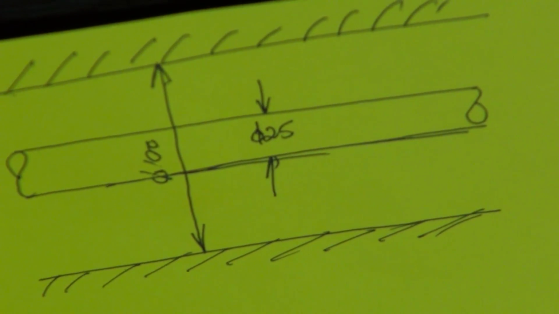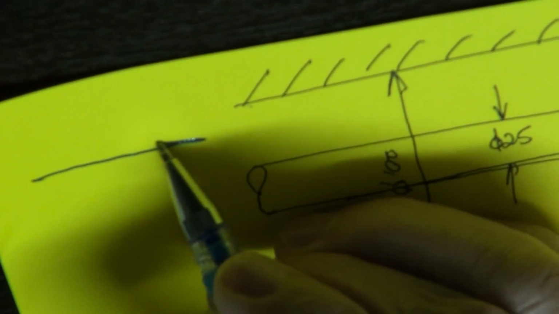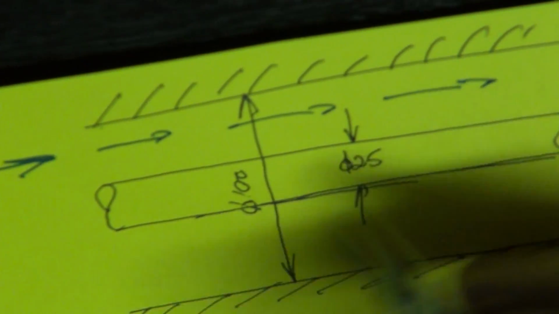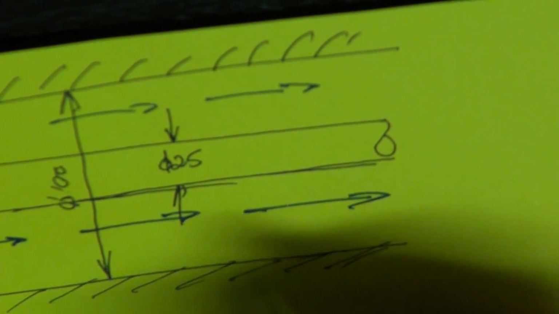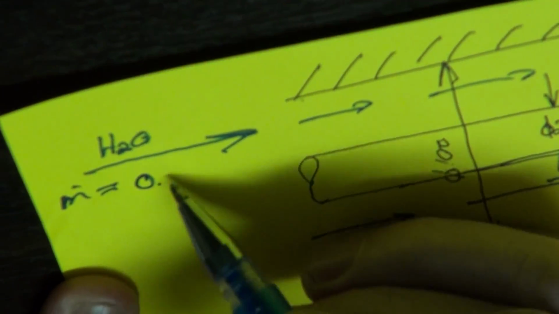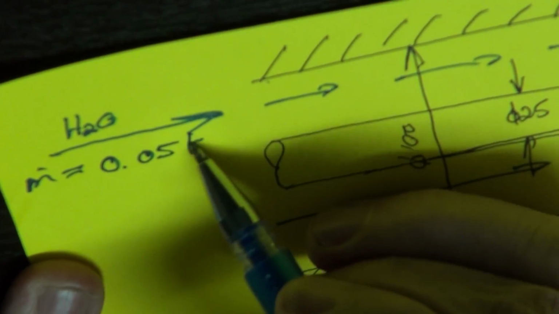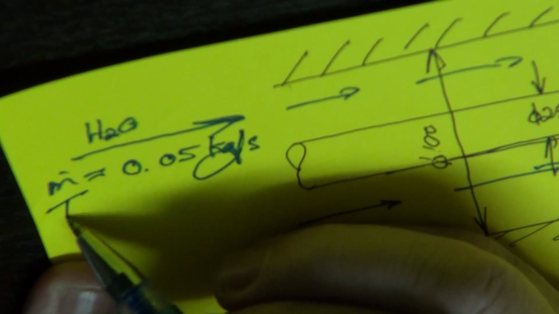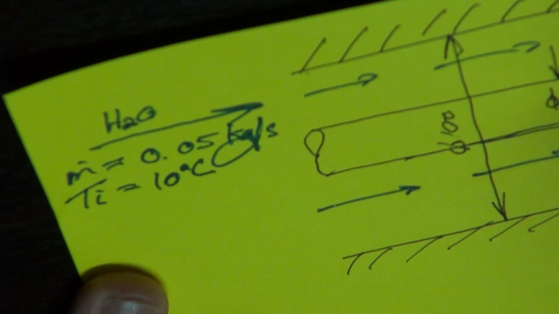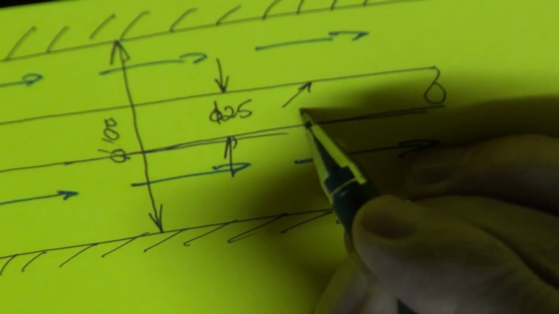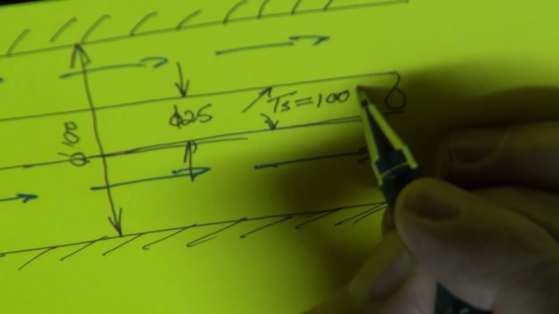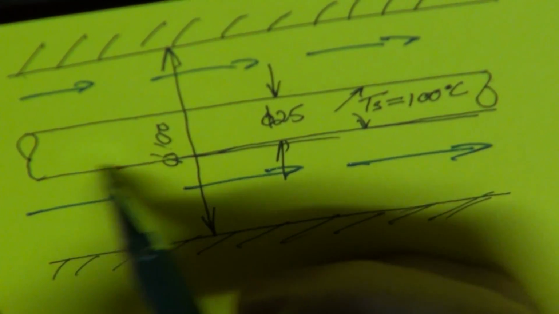And what we have is water flowing through the annulus like that. Okay. And the water mass flow rate through the annulus is equal to 0.05 kilograms per second, and the inlet temperature is equal to 10 degrees Celsius, and the surface temperature on the outside of this surface, Ts, is 100 degrees Celsius. Okay, so this surface here is 100 degrees Celsius.